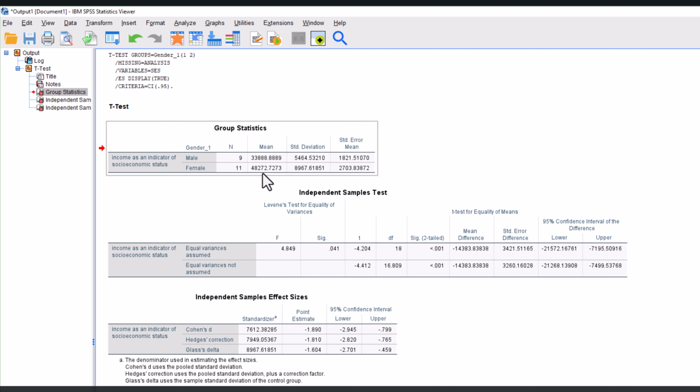For the current analysis, the mean for male is 33,888.88 and mean for the females is 48,272.72. Remember, we are comparing the mean of socioeconomic status between the two groups.